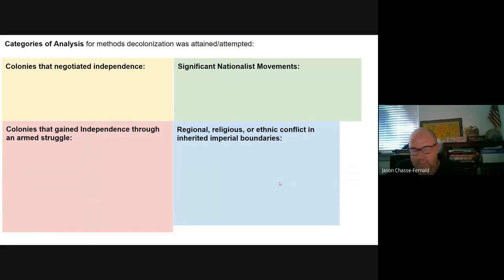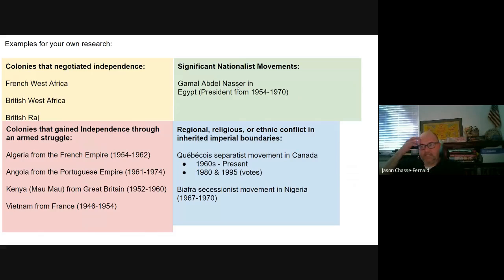Also, from the last video, we looked at decolonization and some different ways of looking at it. Here are some categories of analysis for the methods in which decolonization took place. If you want some specific examples, this is something to get you started. So if you're ever given an essay on the way in which decolonization took place, or different methods of decolonization, these categories of analysis and these examples could be used as evidence.